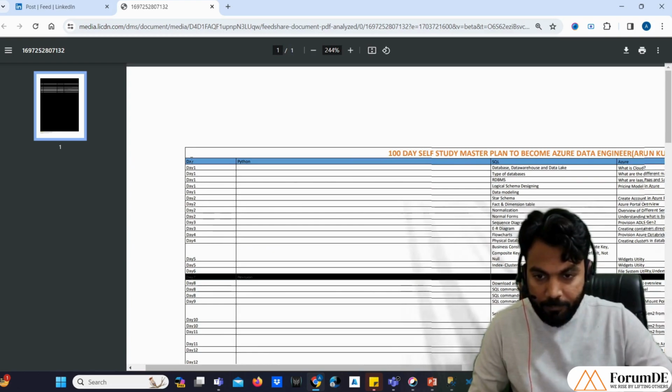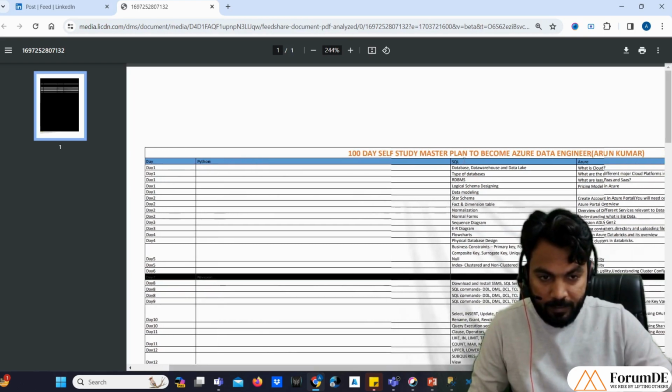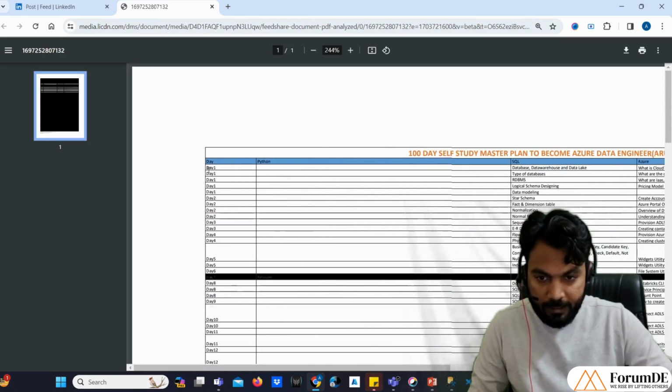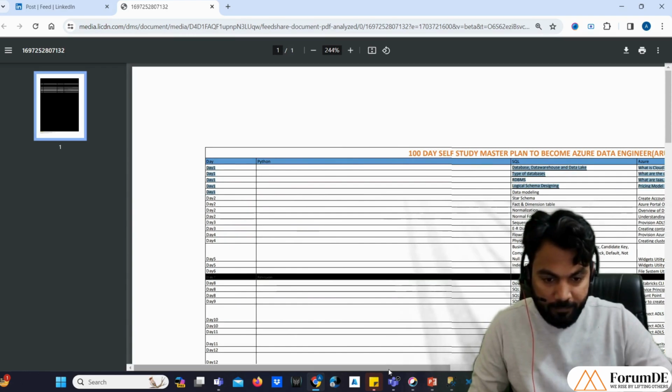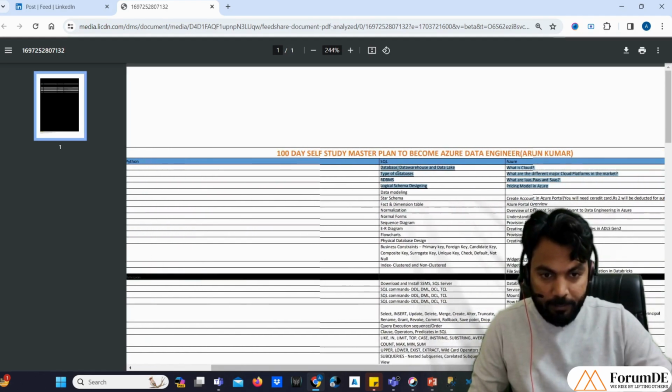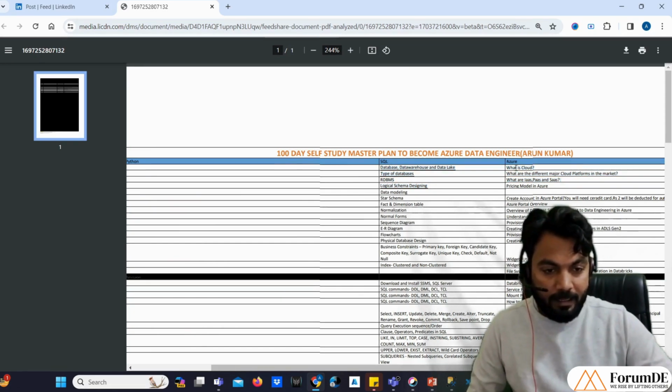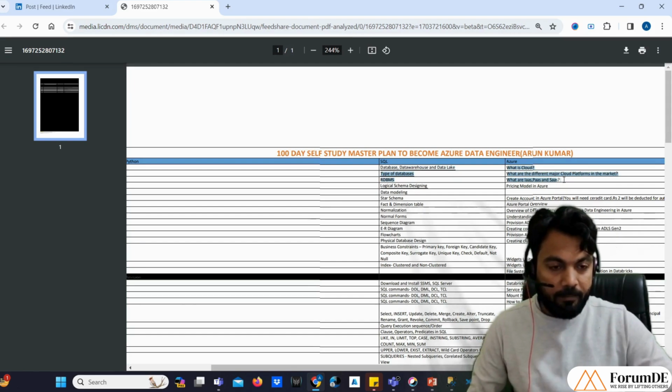And if you notice here, there is a column called day. Here there is a Python section, here there is a SQL section, and here there is an Azure section. Each day, like this is day one. In day one, on the SQL side, you should study what I have mentioned here, and on the Azure side you should pick up the topics I have mentioned here.